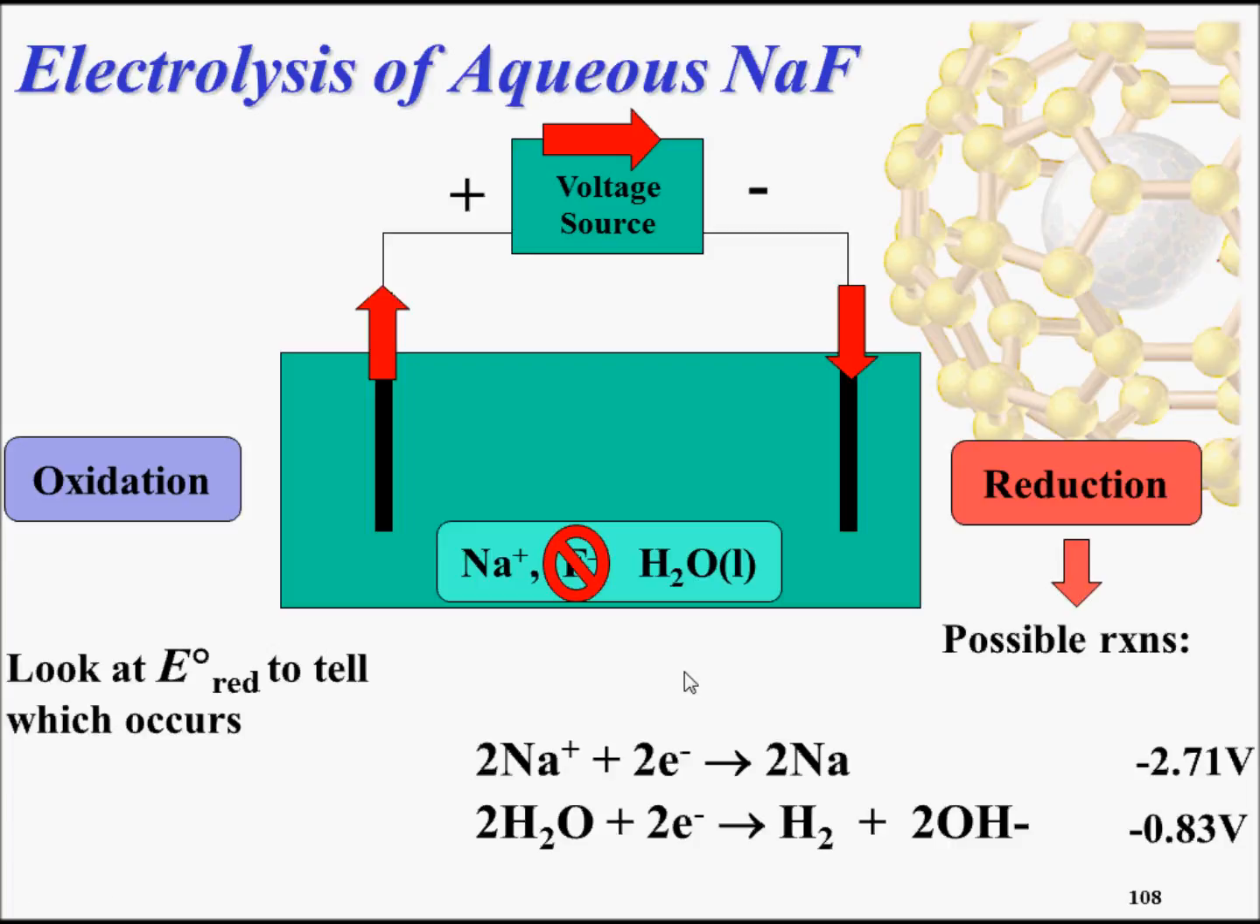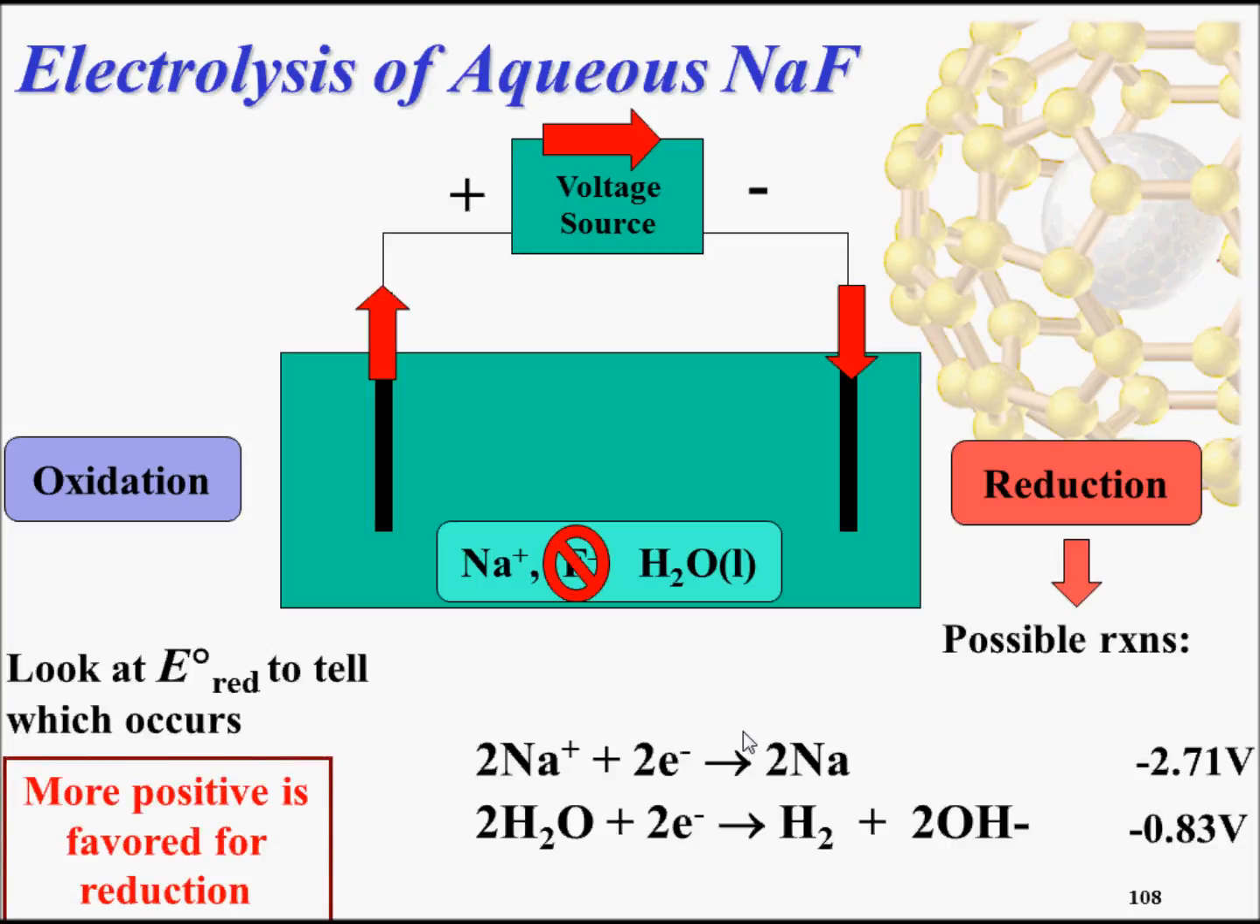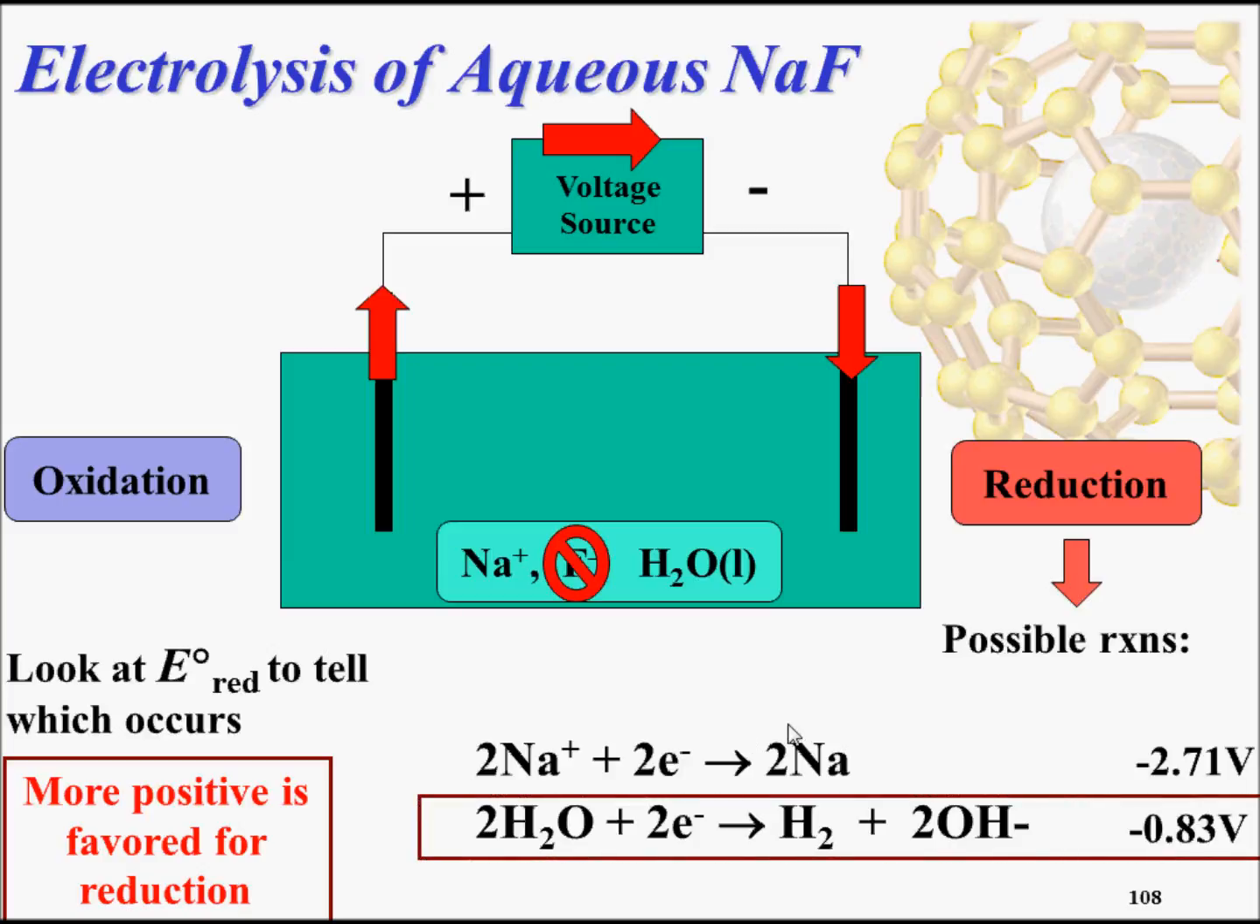And remember, which one's going to undergo reduction? Our rule is the more positive value is the one that's favored for reduction. So the more positive value here is the water. So we actually will not be forming the metal sodium. That top reaction is not going to occur here because the reduction of the water is going to be favored. That's the one that's going to occur. The sodium will actually just stay as a spectator ion in here and not do anything.